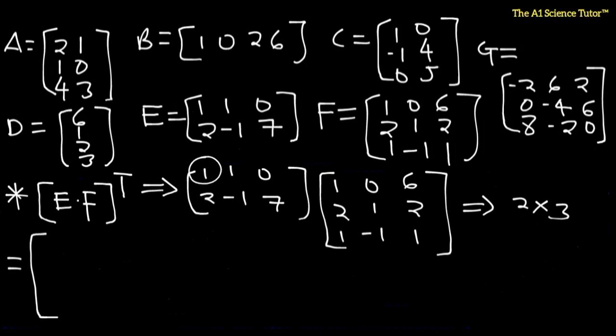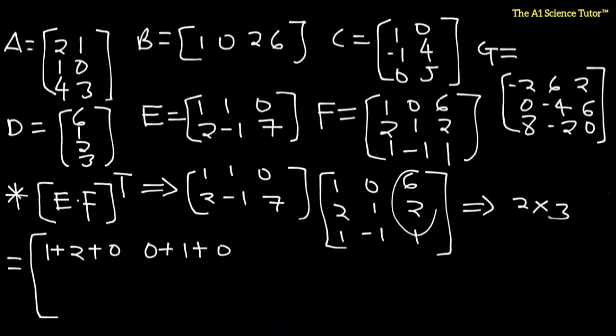Now, 1 multiplied by 1 will give us 1. So I need to add that. 1 multiplied by 2, that is going to give us a 2. And 0 multiplied by 1, that is going to give us a 0. Then we're going to use the first row and multiply it with the second column. So this is 1 multiplied by 0, which basically forms a 0. And we have 1 multiplied by 1, which should give us a 1. And then we have 0 multiplied by -1, which basically gives a 0.